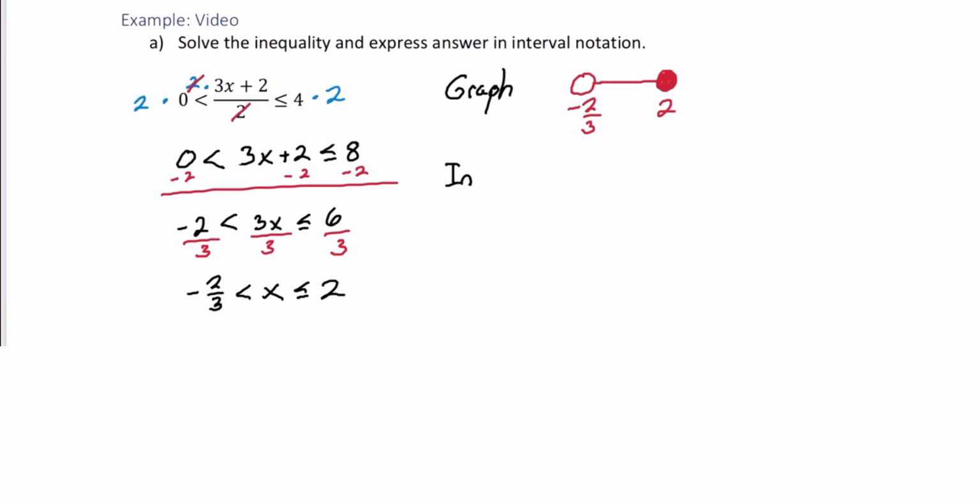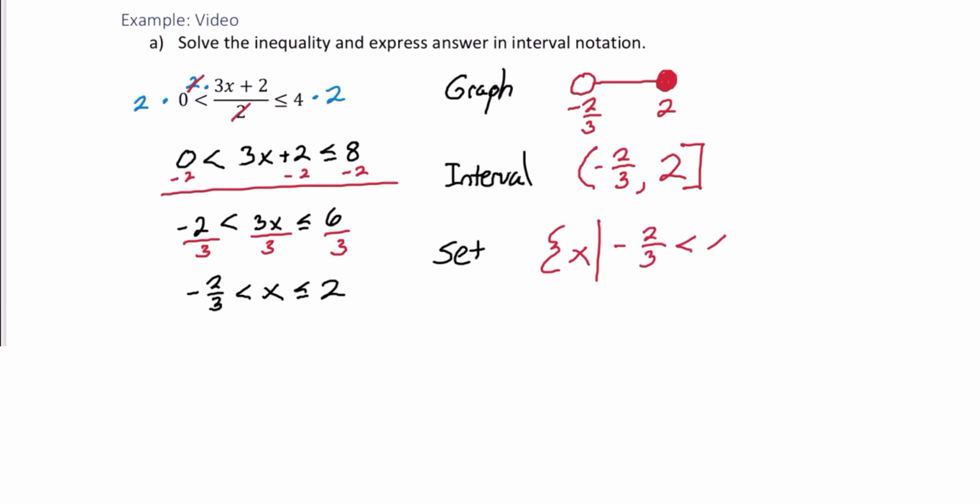The interval notation starts at negative 2/3, but again, we don't include it, so we use parentheses, and then it goes up to positive 2 bracket because we do include the positive 2. And then the set builder notation, we have the curly braces, all x such that, then we copy the last line of our work. Negative 2/3 is less than x is less than or equal to 2, and then close off the braces.